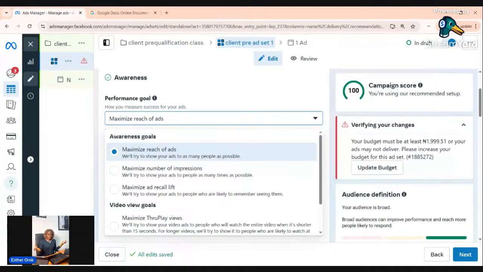This is one thing I always say: ads are not difficult. Nothing in life is difficult. If you do not know how to simplify things, then you're going to enter the level of difficulty. When you ask, how do you measure the success of your ad? You're simply asking, what do I want this ad to achieve for me? Maximize the reach of your ad simply means that you want Meta to show this ad to as many people as possible.